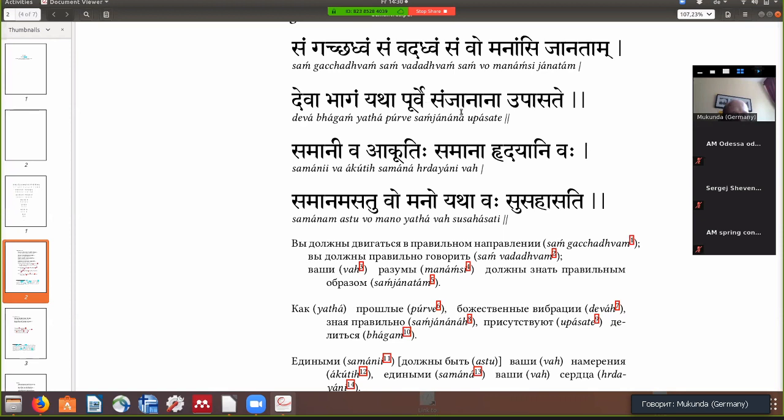Yeah, then we have samjana. There's nothing much to say about there. And then upasate, there we finally see an initial vowel. The u when it stands at the initial position.